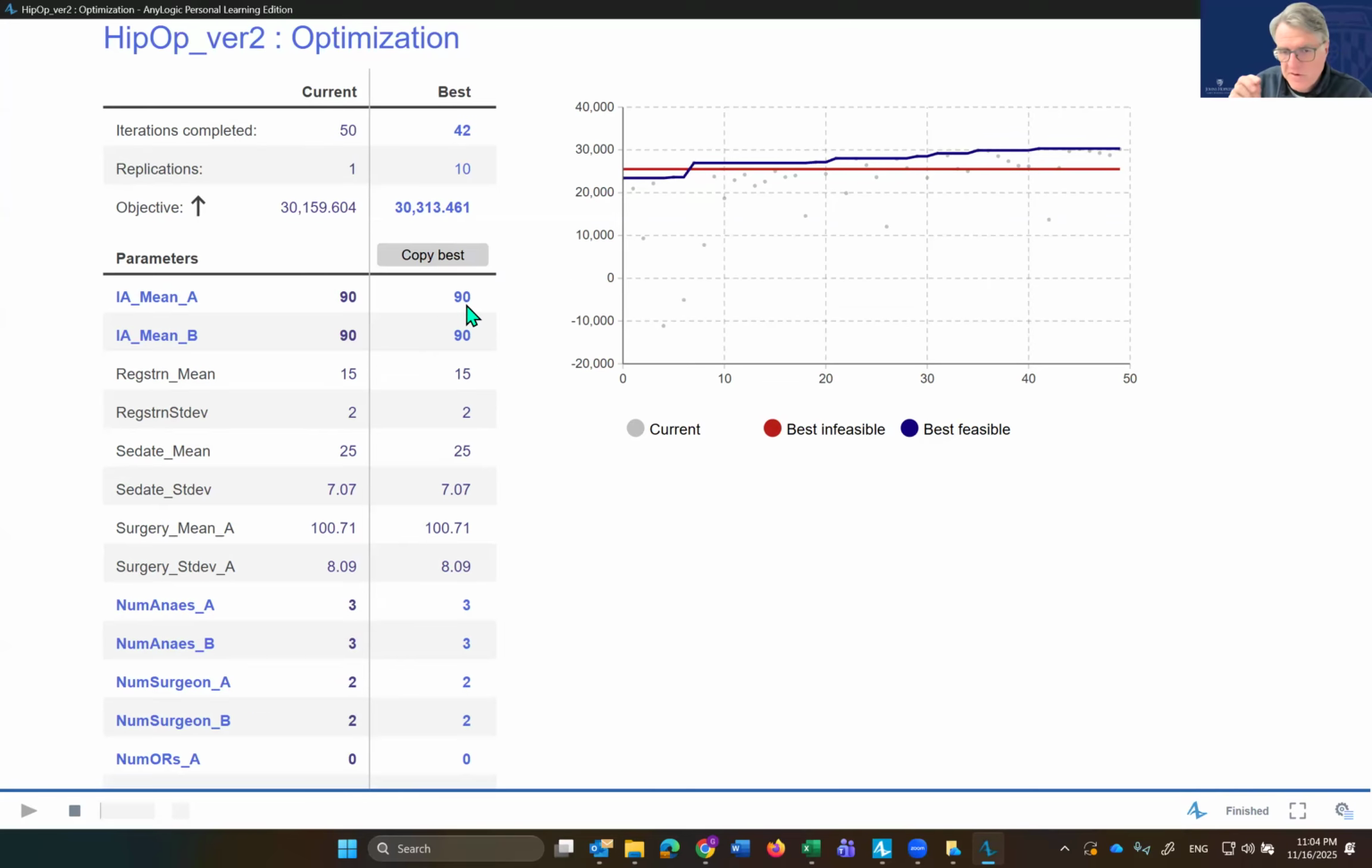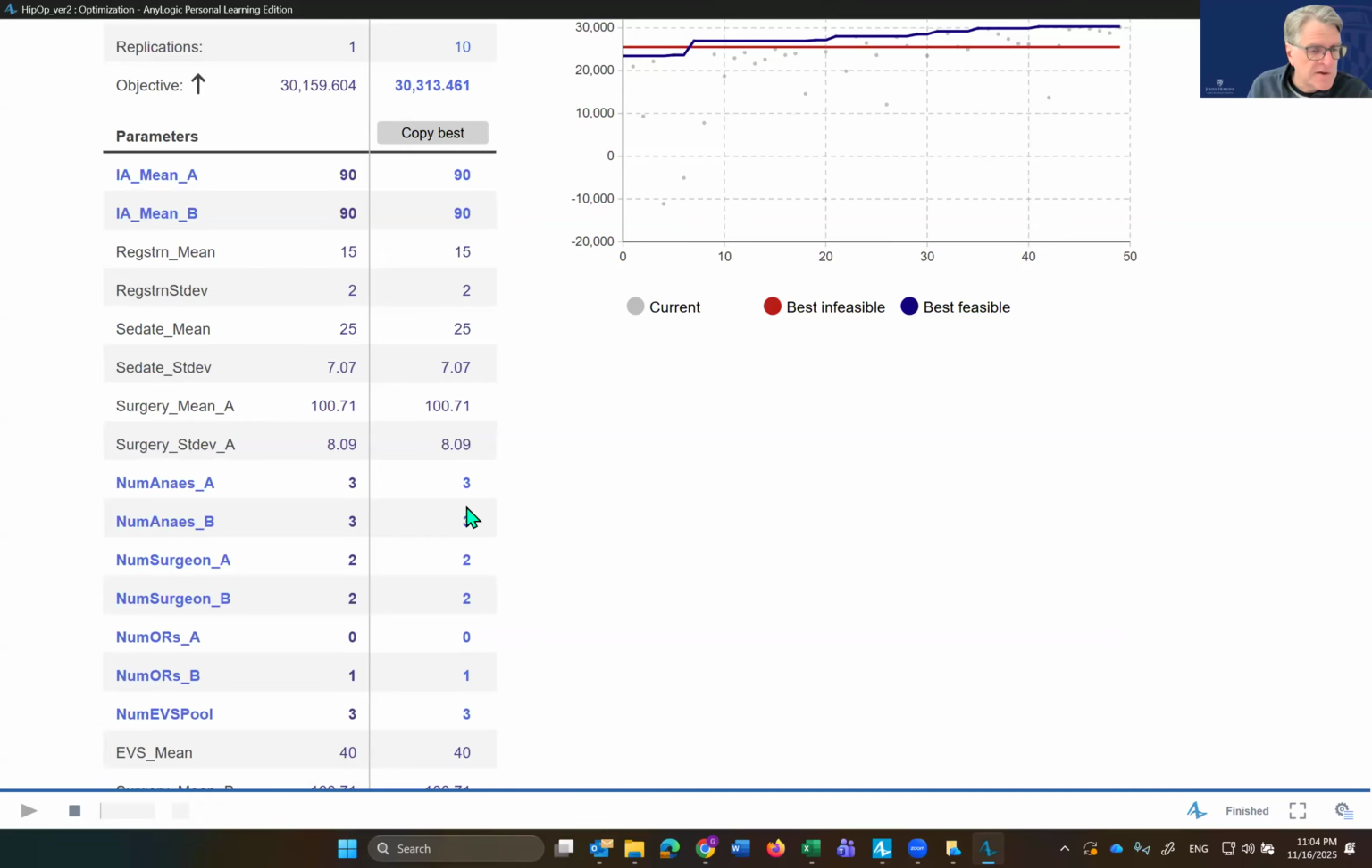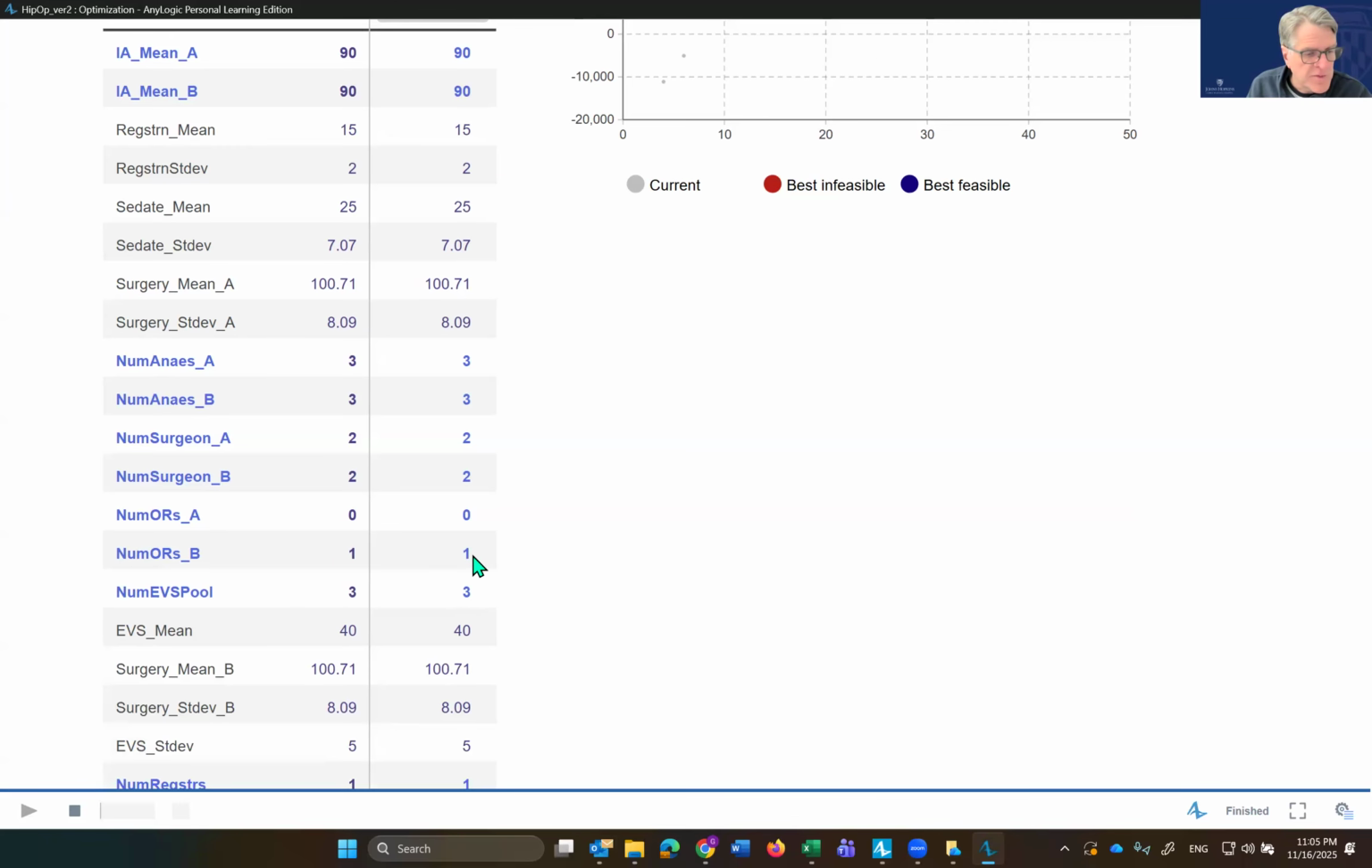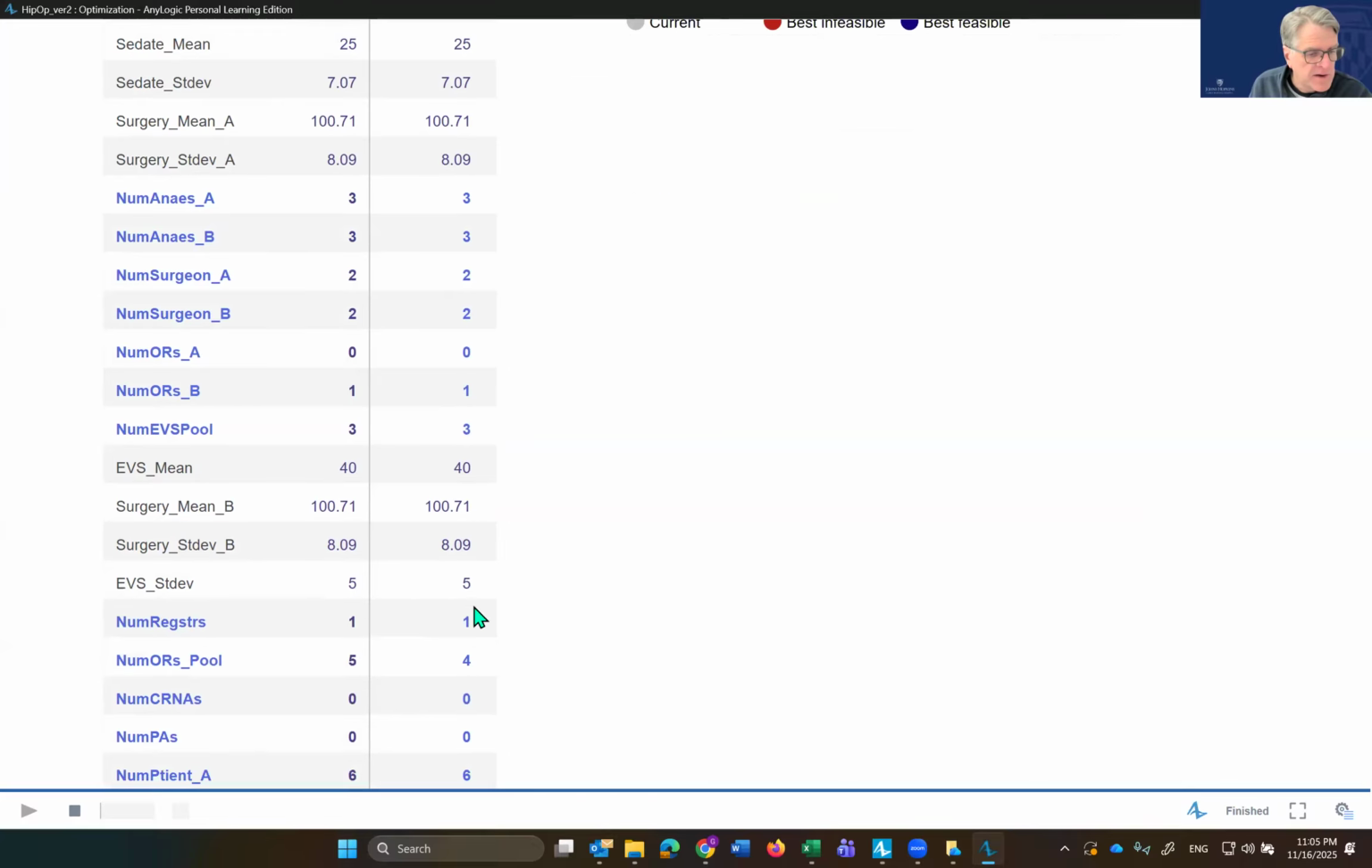So it's the original cadence of scheduling patients every 90 minutes, putting three anesthesiologists in each track, 2 surgeons in each track. It's dedicating an OR to B, but not to A. And it's got another 4 ORs in the pool. So B has access to a total of 5 ORs, 1 dedicated, 4 in the pool. A has access to only 4 ORs.